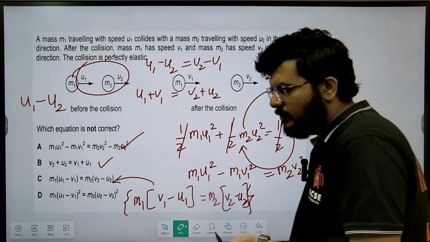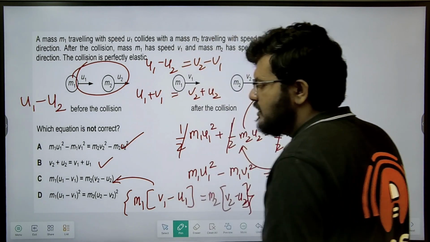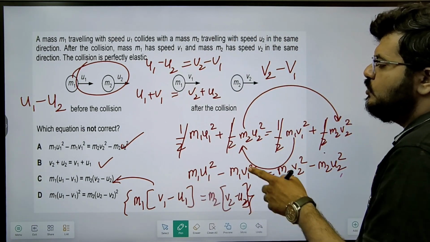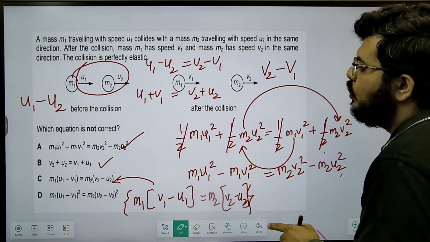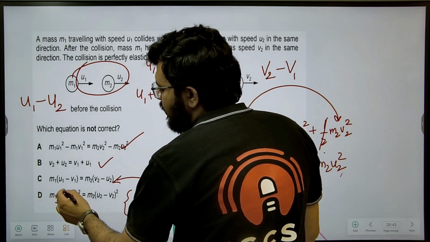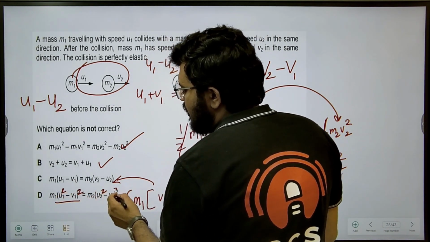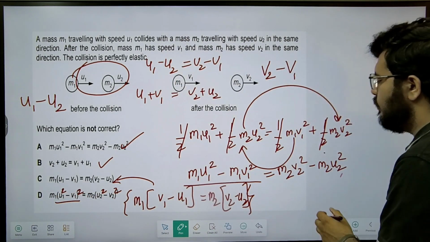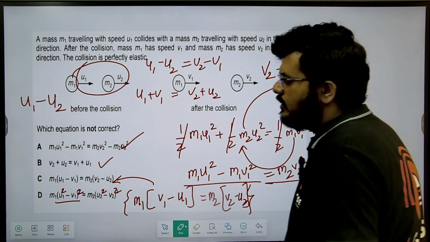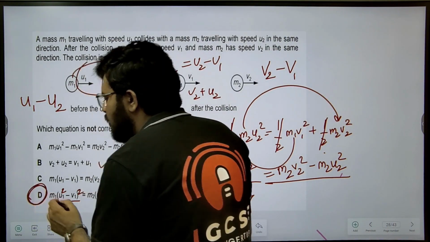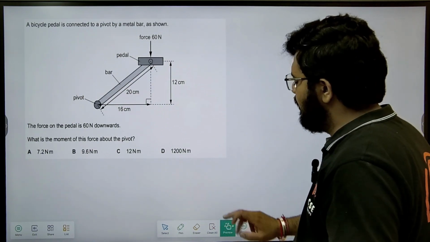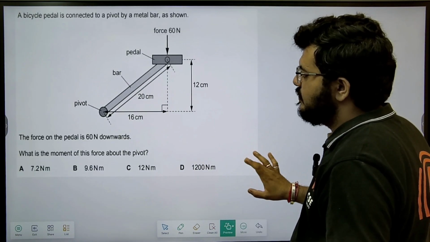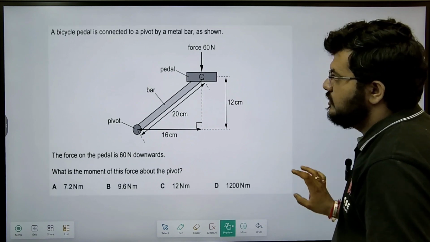So obviously D must be incorrect, but let's see why it is incorrect. m1 into u1 minus v1 whole, oh, it should not be whole square, right? It is square minus square. You can definitely take m1 common here and m2 common here. So this is a slight mistake, an incorrect equation mathematically, and that is why it is not the correct answer.